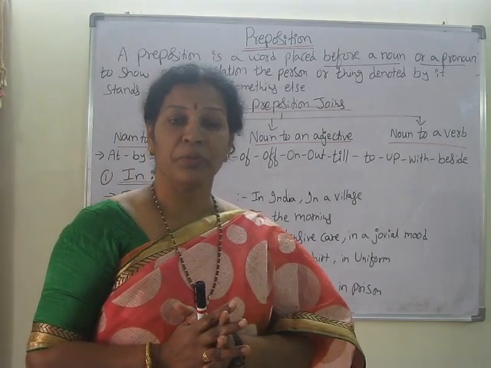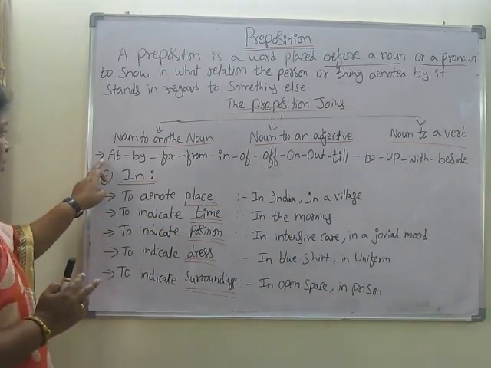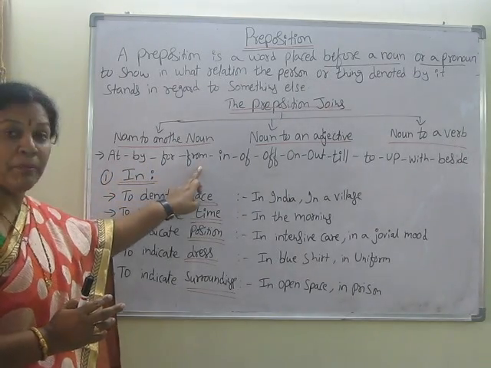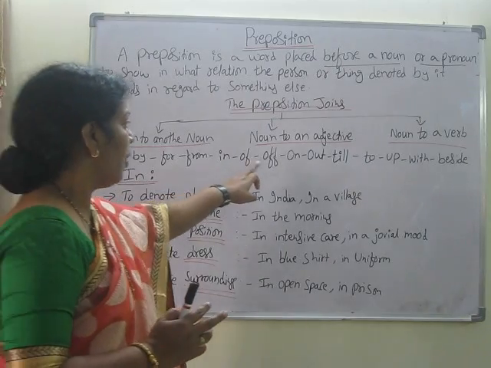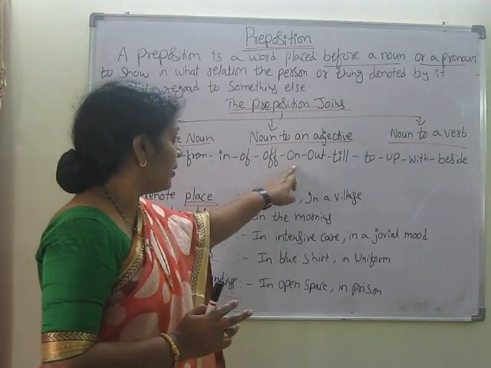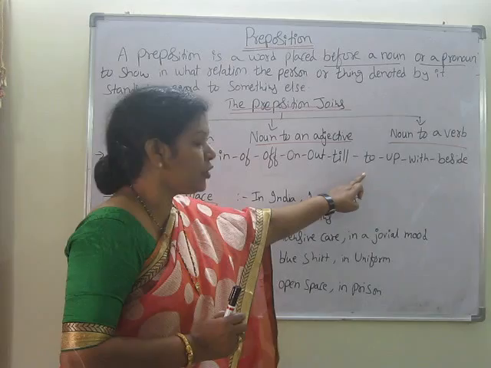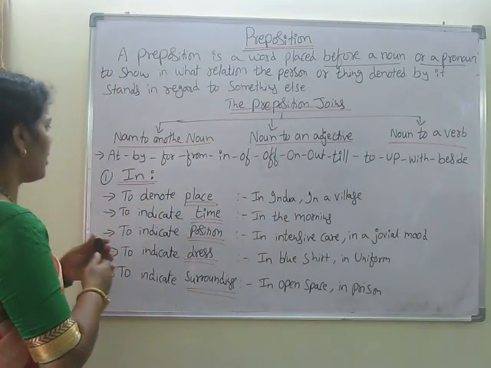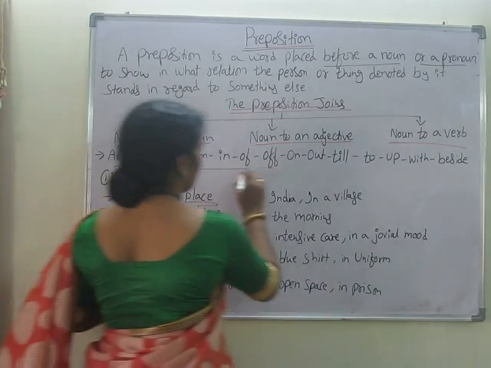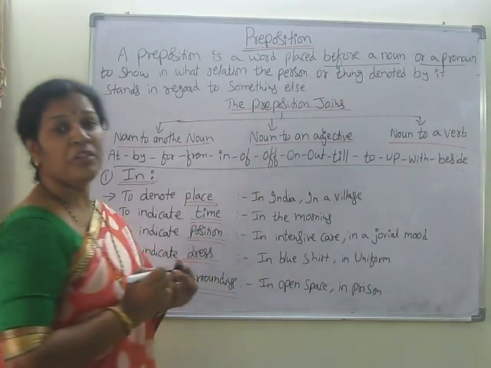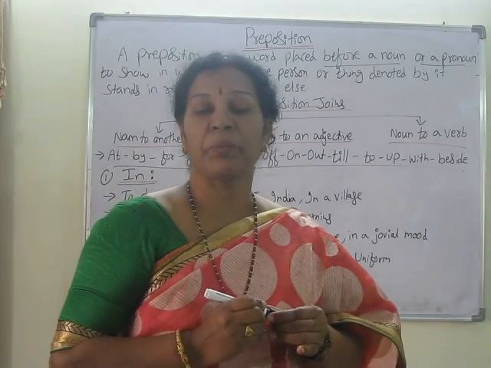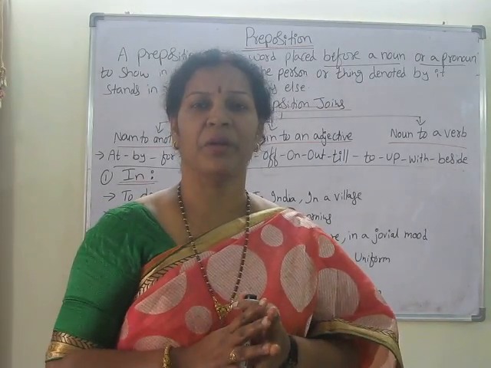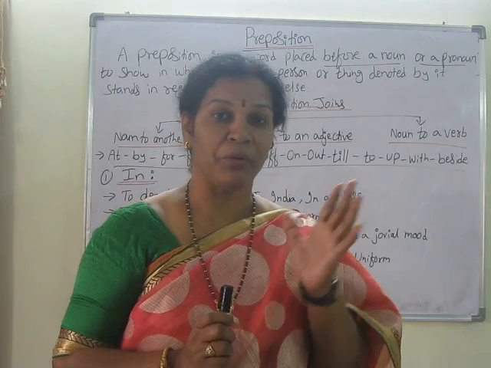I have taken a few prepositions here. You can identify at, by, for, from, in, off, on, out, till, to, up, with, beside. All these are prepositions. We must know how to use these prepositions, then we can speak English wonderfully, without any mistake, if you have a command over the prepositions.